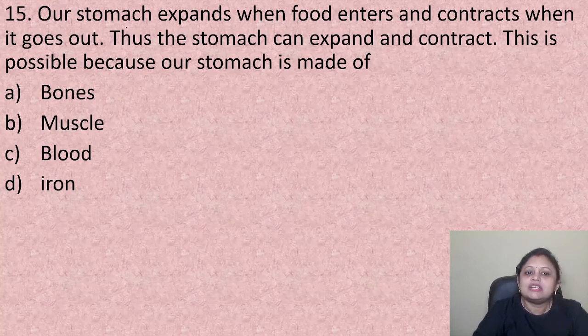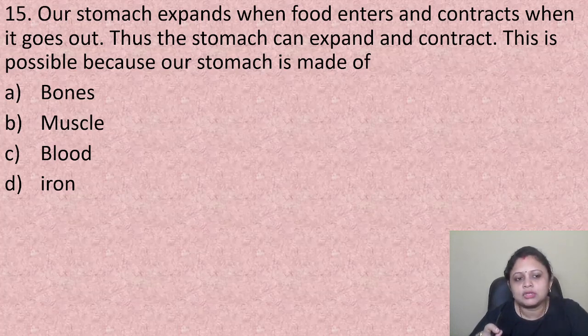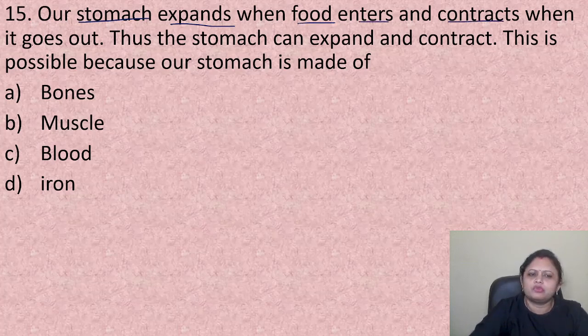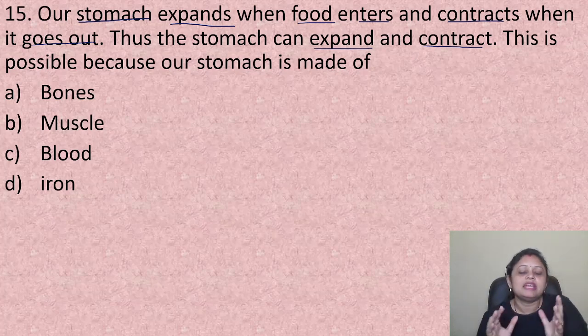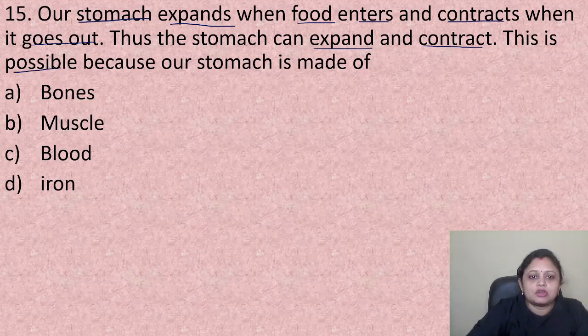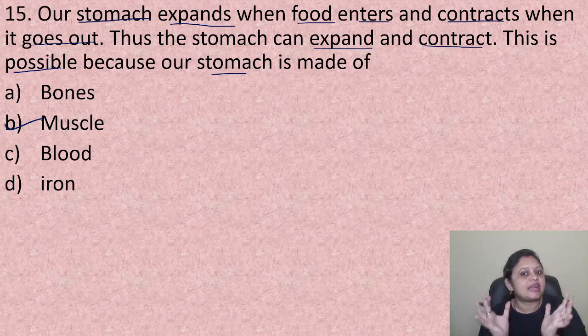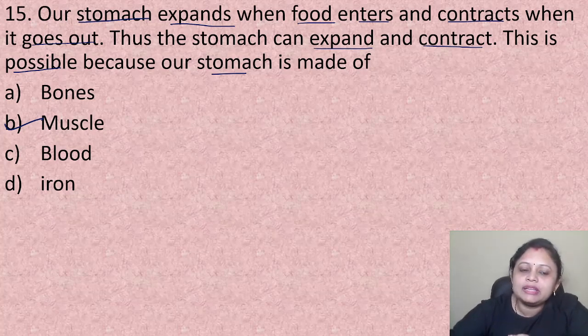Next. Our stomach expands when food enters and contracts when it goes out. Thus the stomach can expand and contract. This is possible because our stomach is made of option A, bones, B, muscle, C, blood, D, iron. So it expands and contracts. How is this possible? Why is this expansion and contraction taking place? It is possible because our stomach is made up of muscle. Okay, so muscle can contract, it can expand. That's why correct answer is option B, that is the muscle.